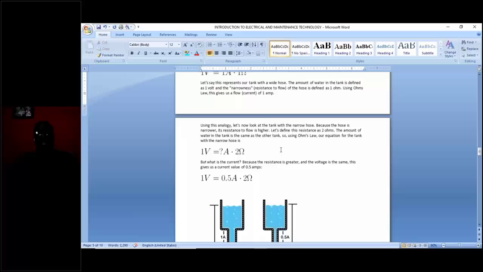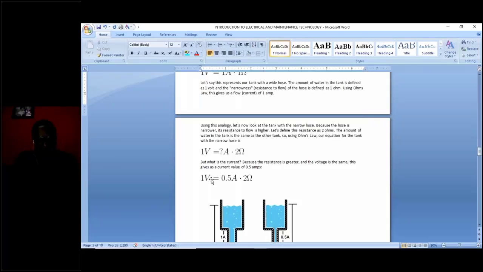So let us now look at another analogy. Let's look at the tank with the narrow hose. Because the hose is narrower, its resistance to flow is higher, like I said initially. So let's define this resistance to be, let's say, 2 ohms. Using our Ohm's law, 1 volt equals I, which is what we want to determine, multiplied by 2 ohms.